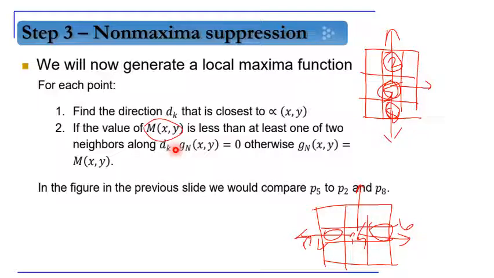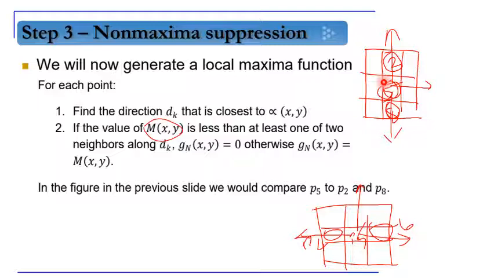So if it doesn't represent any edge point, we have to suppress that. I am going to create a new image gn(x,y), the non-maxima suppressed image, where the value of m(x,y) will be made 0 if it is a non-maxima point. Now if m(x,y) is not less than one of its two neighbors, what does that mean? m(x,y) will have the higher value.